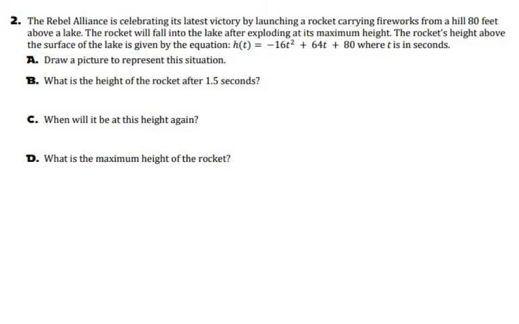Okay, question 2. The Rebel Alliance is celebrating its latest victory by launching a rocket carrying fireworks from a hill 80 feet above the lake. The rocket will fall into the lake after exploding at its maximum height. The rocket's height above the surface of the lake is given by this function, where t is in seconds. So right now, let's go through and identify the important information. First of all, I'm definitely going to need this function. I'm going to want to know that t is in seconds. I want to make sure I know that this is in feet.